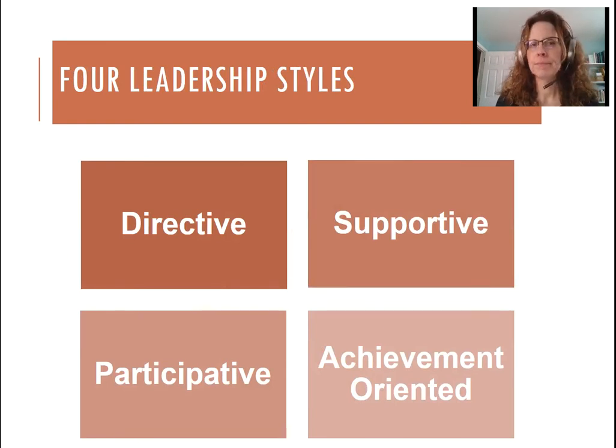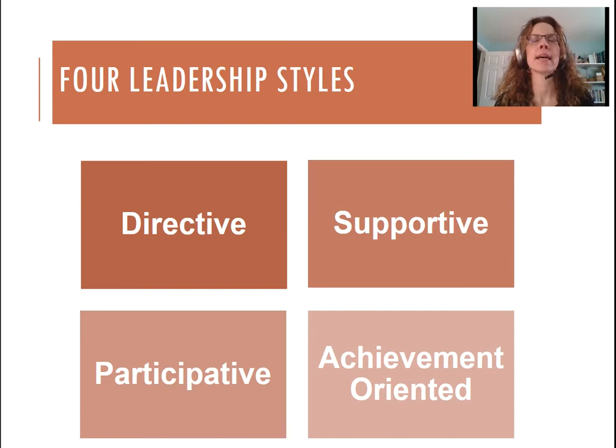This theory has 4 leadership styles, 2 of which will look really familiar to you. The first one, directive, again, telling people what to do. This aligns with task-oriented. The second one, supportive. Again, this aligns with relations-oriented, basically helping people know that they're doing a great job, respecting them, showing them consideration, and so on.